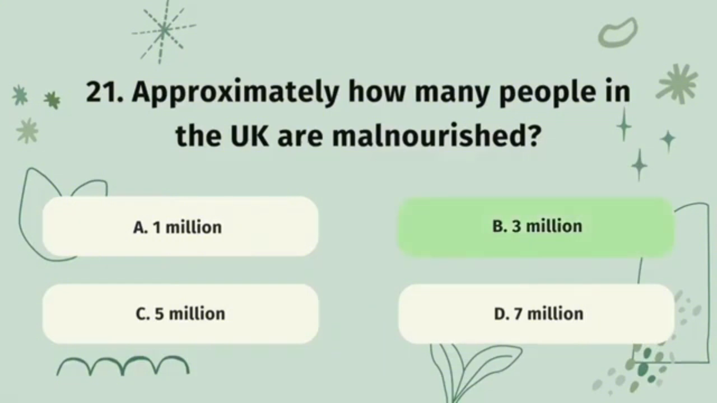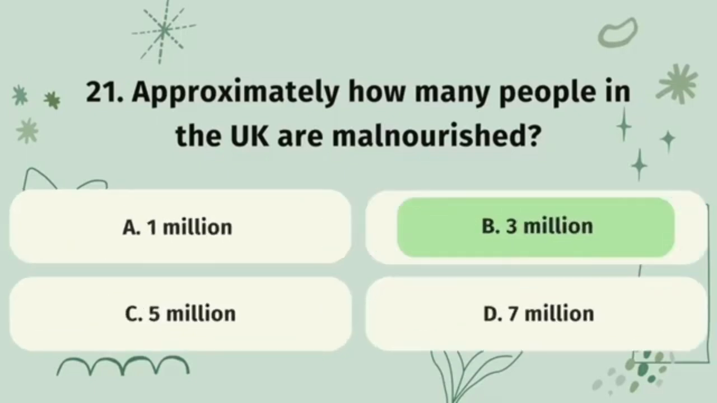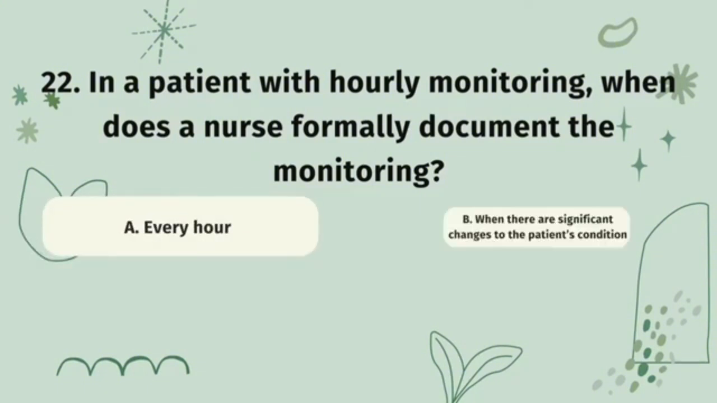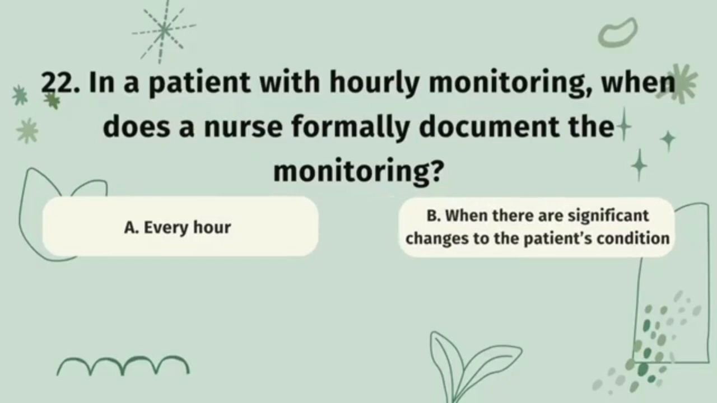The correct answer is B. Question 22. In a patient with hourly monitoring, when does a nurse formally document the monitoring? Option A, every hour. Option B, when there are significant changes to the patient's condition. Option C, at the end of the shift.